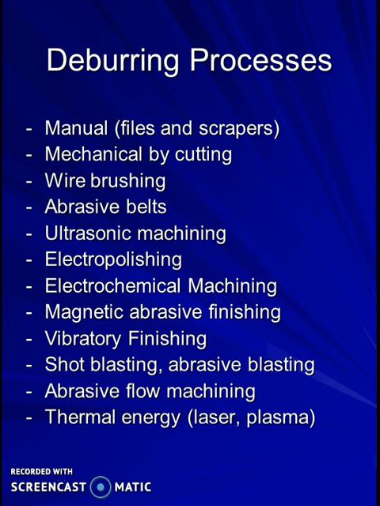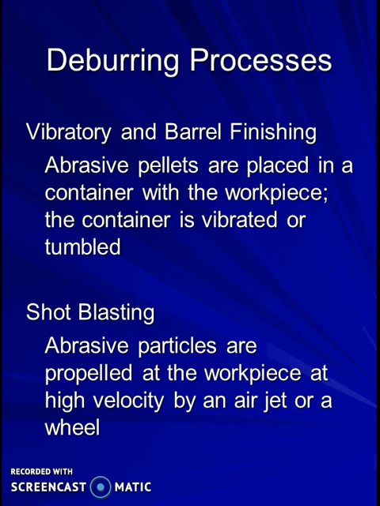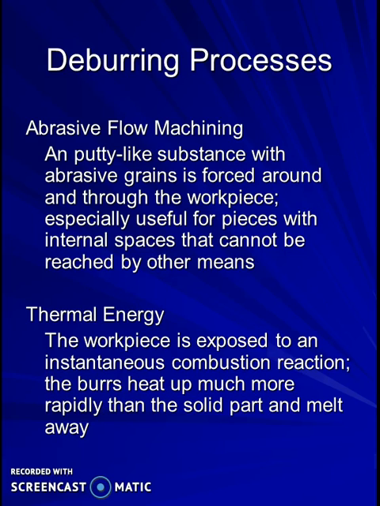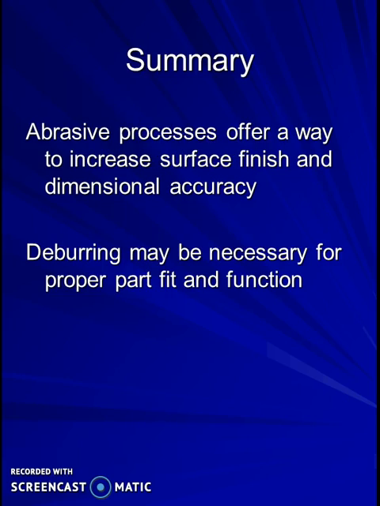Deburring processes include manual, mechanical cutting, wire brushing, abrasive beds, ultrasonic machining, electro-polishing, electrochemical machining, and magnetic abrasive machining. So many types are there. Please go through all of these once. Another deburring process, as I explained, is shot blasting, where different types of abrasive stones are put in a container and the parts are rotated inside, which will remove the sharp edges. These are also deburring processes.